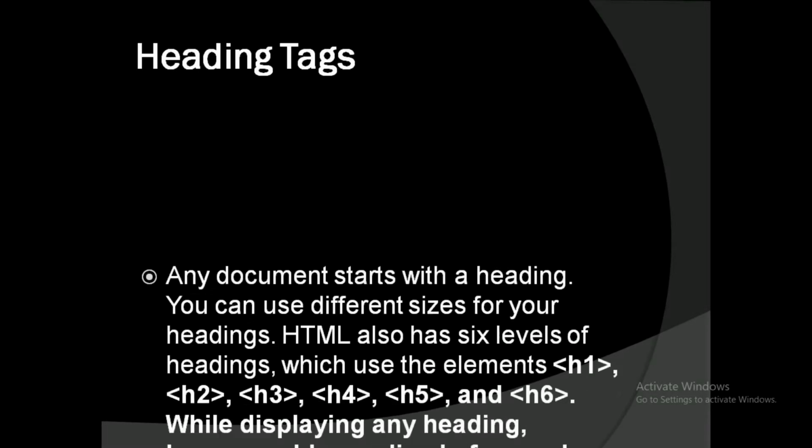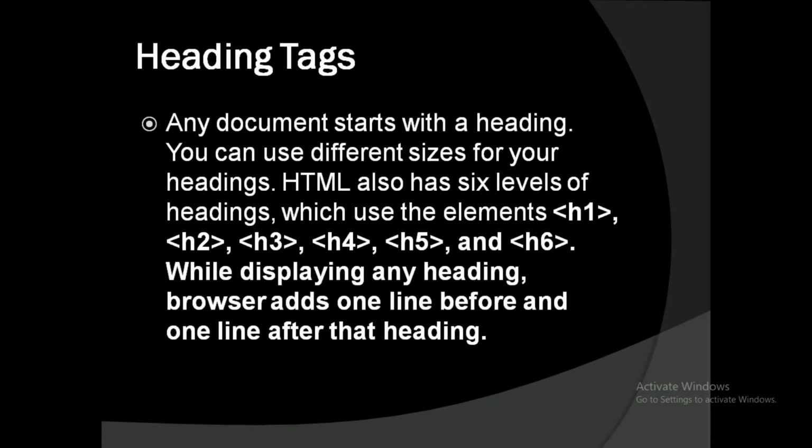Heading tags. Any document starts with a heading. You can use different sizes for your headings. HTML also has 6 levels of headings, which use the elements H1, H2, H3, H4, H5, and H6. While displaying any heading, the browser adds one line before and one line after that heading.